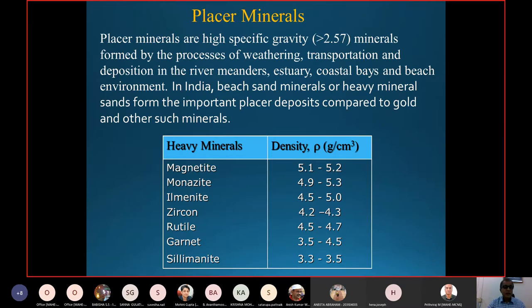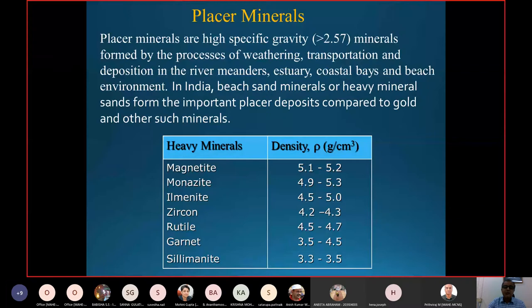In India, beach sand minerals or heavy sands form the important placer deposits, compared to gold and other such minerals. When I say placer gold, I think we don't have that. In Africa, South Africa, we have placer gold deposition. But in the river, of course, you may get a little bit of gold also in the river sediments. So when I'm talking about placer minerals, I just listed magnetite, monazite, ilmenite, zircon, rutile, garnet, and sillimanite.